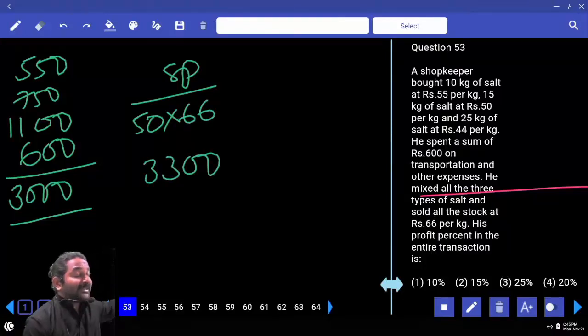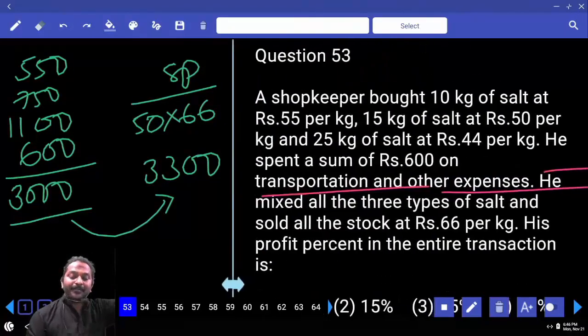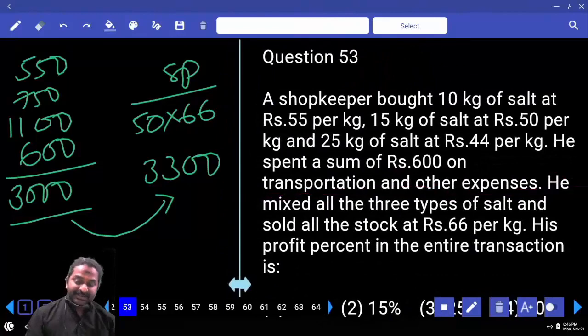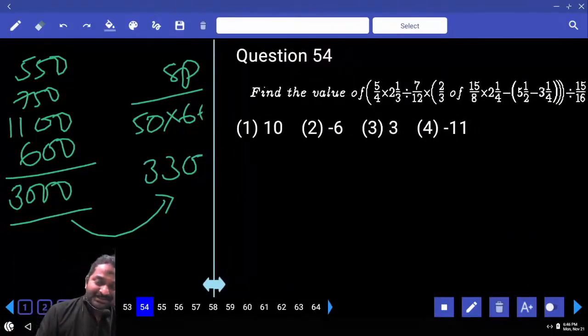To get it ready, he paid 3000, and by selling, he got 3300. There is clear profit, right? How much profit? 300 upon 3000. What percent is that? 10%. First option. Next.